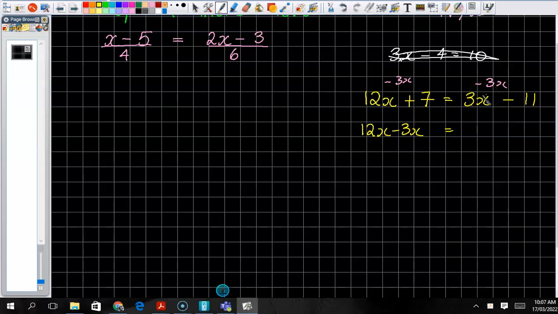That's gone. And this is where I'm going to be a bit shifty this morning. My minus 11 is there, and you might be going, what's happened to the plus 7? Well, I want to get rid of that plus 7 in this one line. How do I get rid of a plus 7? Minus 7. And where do I minus 7? The other side. So we do it to the other side.